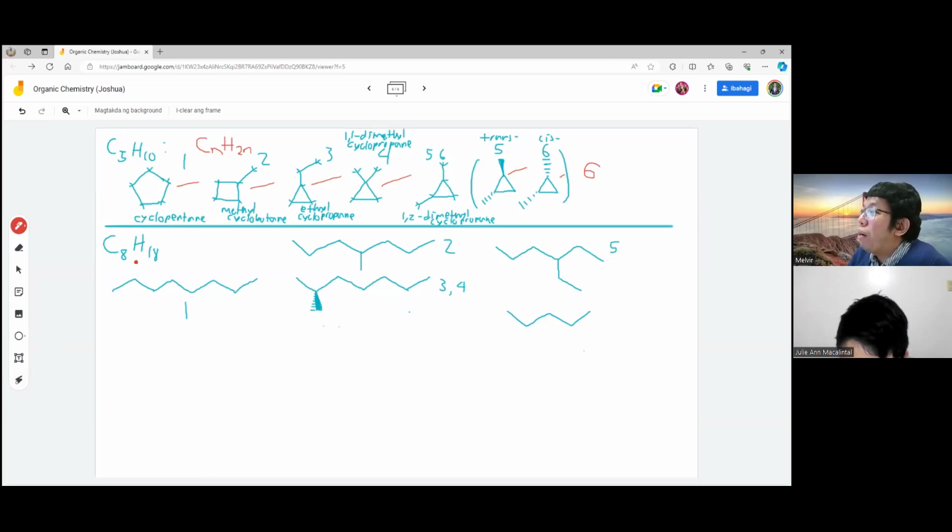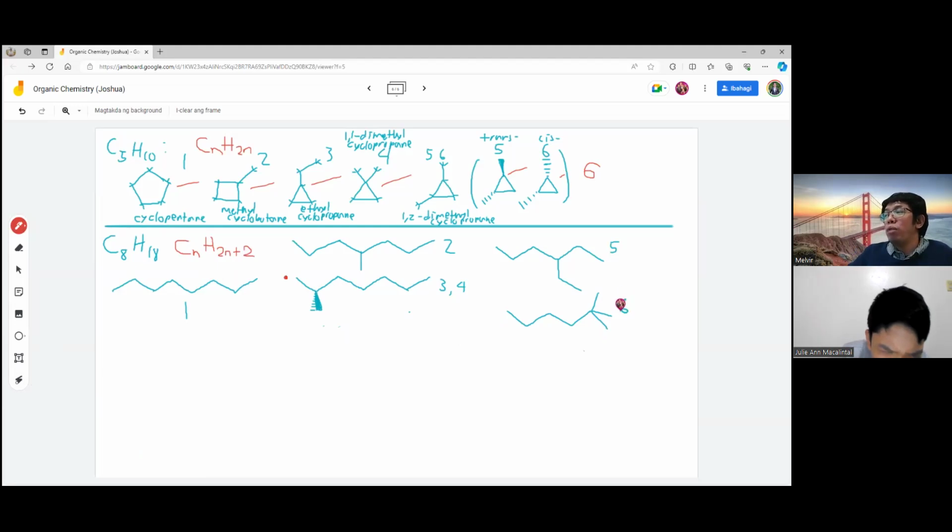So, you now have C8H18. What's the formula for this? CnH what? So, 8 times 2, 16 plus 2, 18. So, CnH2n plus 2 ito. Right? So, you'll have an idea, this is an alkane without any double bonds and open chain siya. Walang ring, no? Kasi CnH2n plus 2 eh.